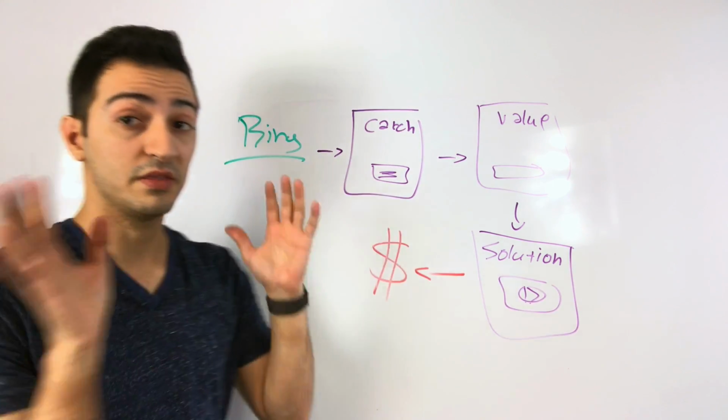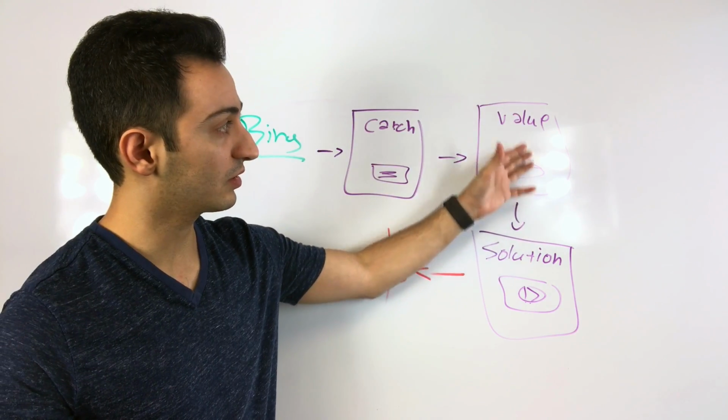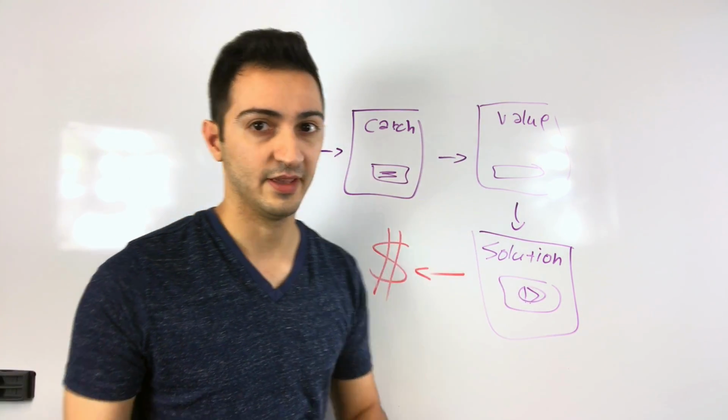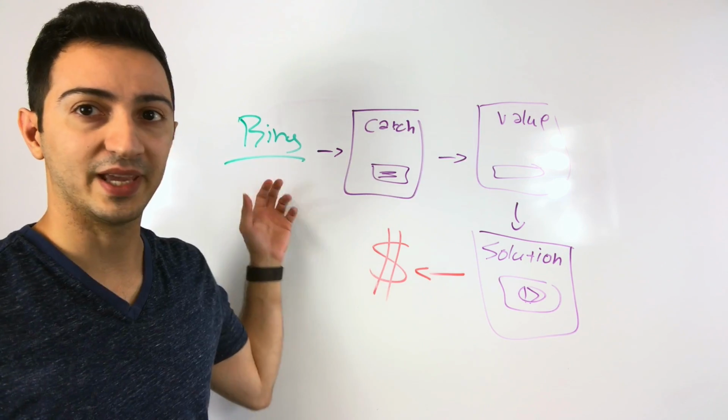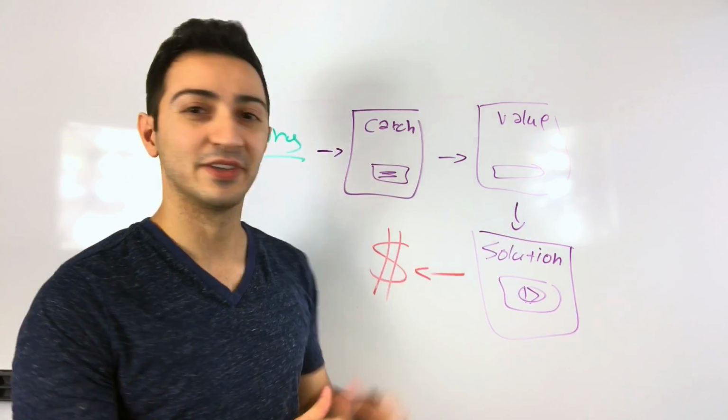Since this is the first part, I'm going to start building the catch page, and then in the next video we're going to go to the value page, the solution page, and then finish the rest. Obviously we're going to do the Bing advertising as well. All right, so let's go to my computer and let's build this.